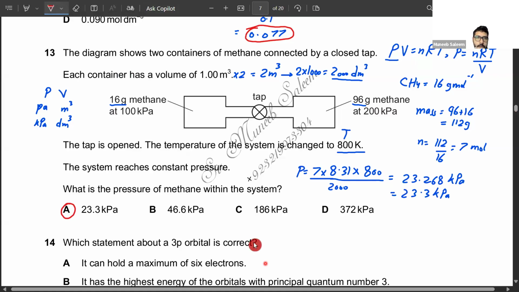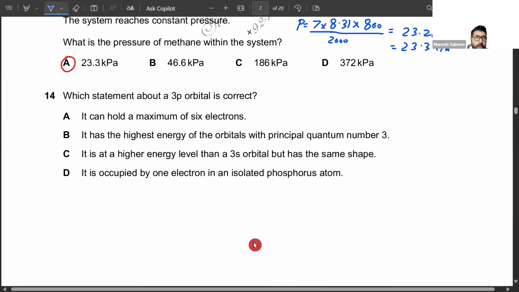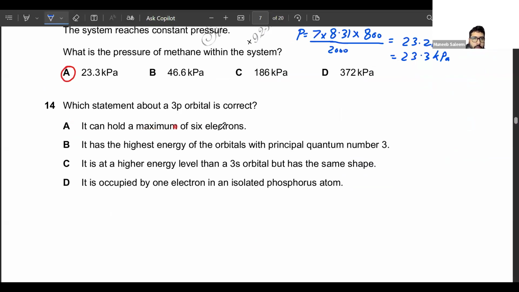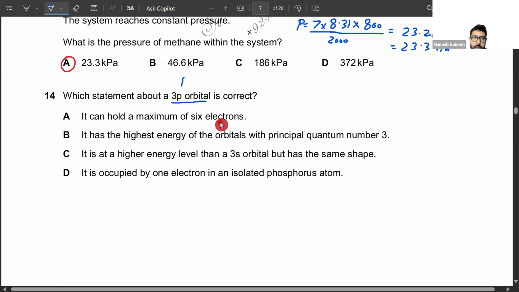Now the next question, number 14. Which statement about 3p orbital is correct? A: It can hold a maximum of 6 electrons. Now it says about 3p orbital, that means it could be px, py, or pz. But statement A says it can hold a maximum of 6 electrons. So 6 electrons are present in p subshell, not in p orbital.